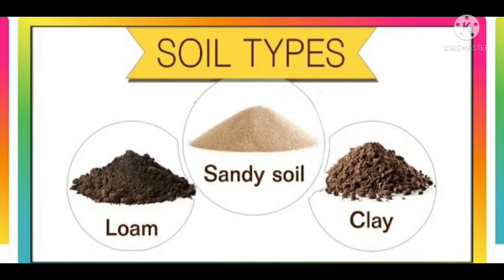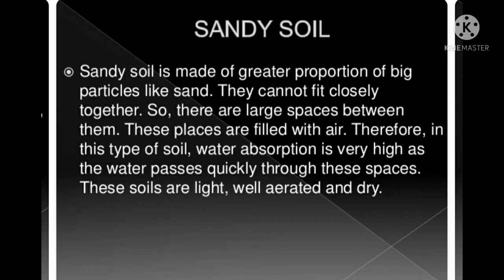Next, we learned about types of soil. There are mainly 3 types of soil: sandy soil, clayey soil, and loamy soil. Sandy soil is made up of greater proportion of big particles like sand. They cannot fit closely together, so there are large spaces between them. These spaces are filled with air. Therefore, in this type of soil, water absorption is very high as the water passes quickly through these spaces. These soils are light, well aerated, and dry.